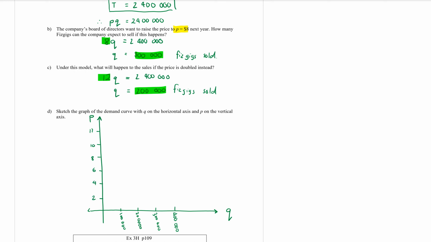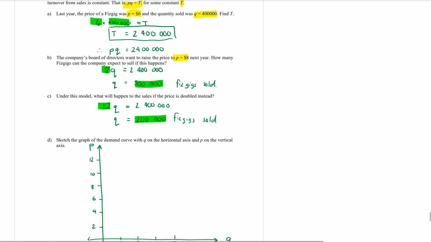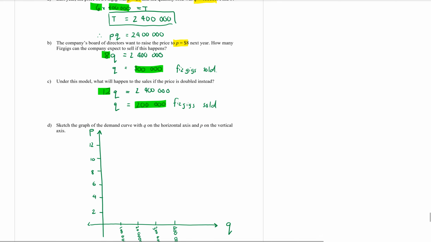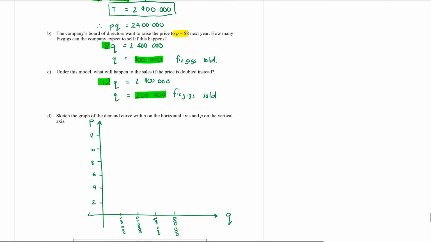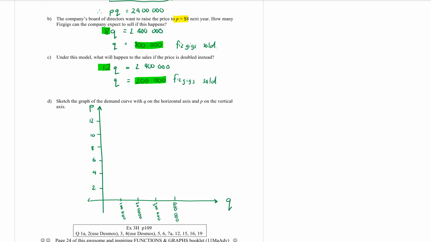So from A, we were told that P is 6 and Q was 400,000. So P 6, Q 400,000 would be a dot over here. From B, we had P equals 8, and that gave us a Q of 300,000, which is there. For part C, we had P equals 12, and that gave us Q equals 200,000.